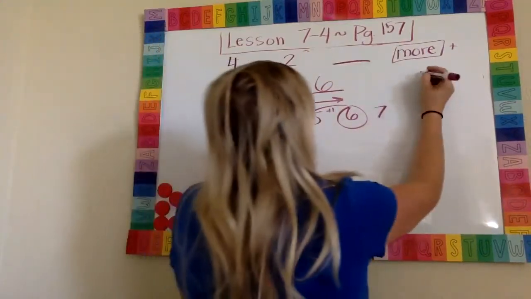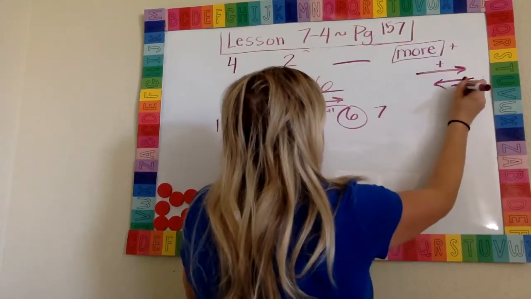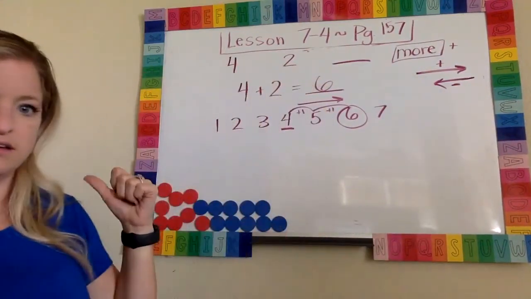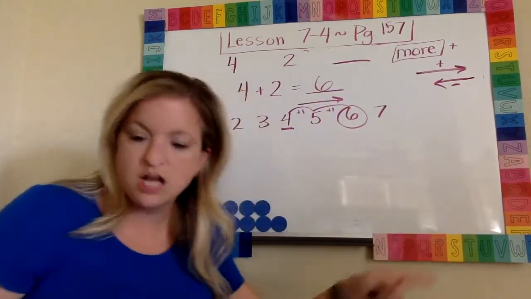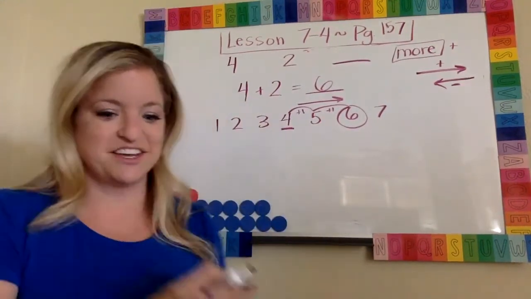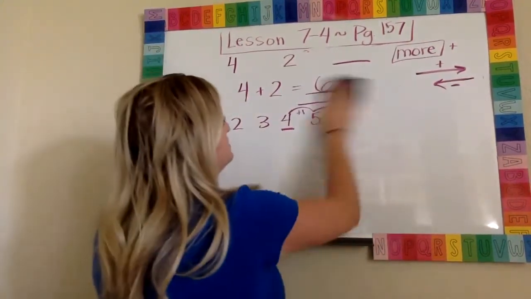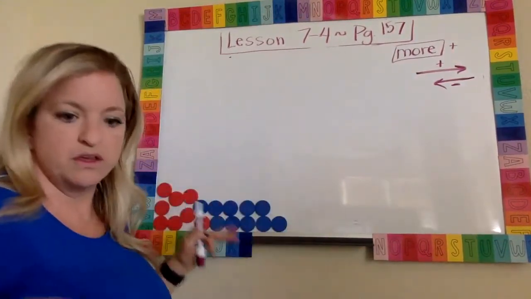If I'm jumping this way, I'm adding. If I'm jumping this way, I'm subtracting. My numbers are getting smaller when I'm subtracting. My numbers are getting bigger when I'm adding because addition and subtraction are opposites. Okay, I'm gonna keep that up there just so you guys can see that. I feel like it's helpful.